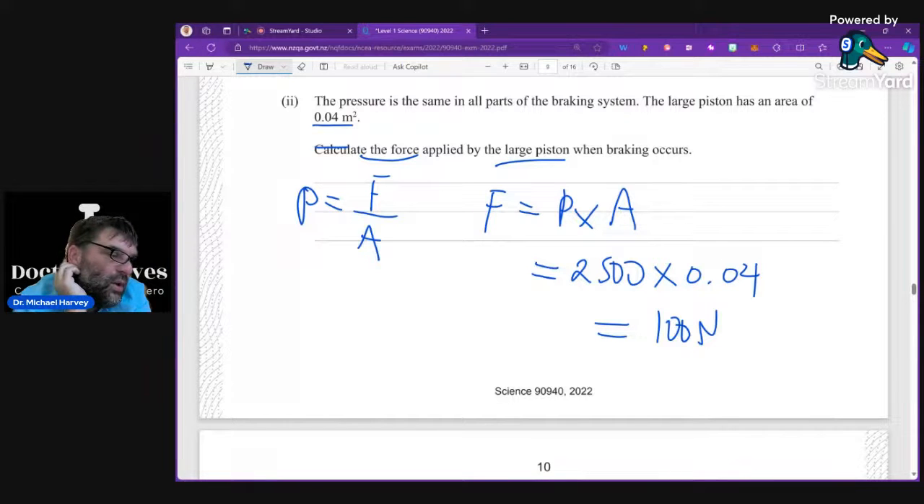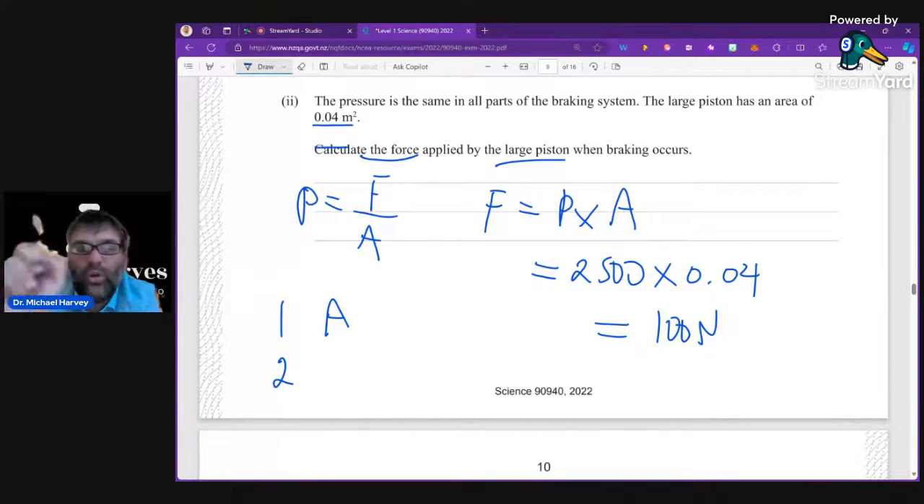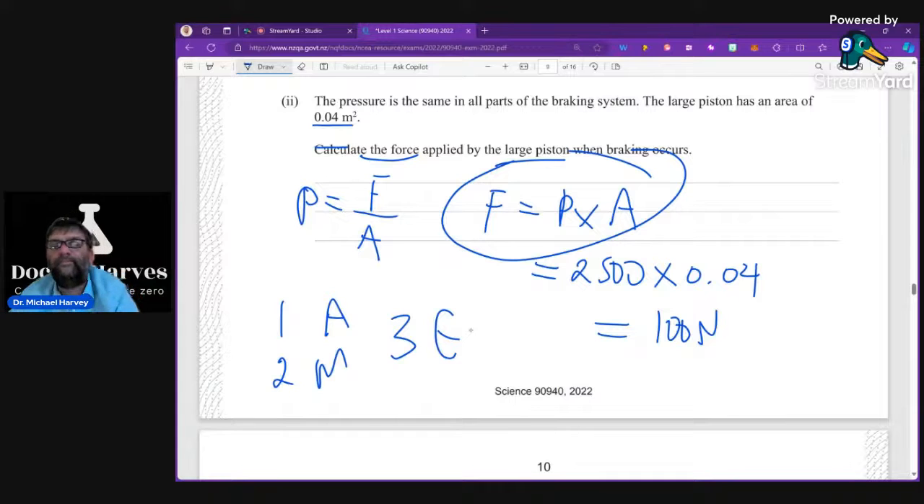Okay, so if you get one of the questions right of I and II, then you get an achieved. 2 is you've basically got the correct answers or you make a mistake in your rearrangement. That's your merit. And 3, you get everything right. There's your excellence. Okay, so pretty straightforward, really.